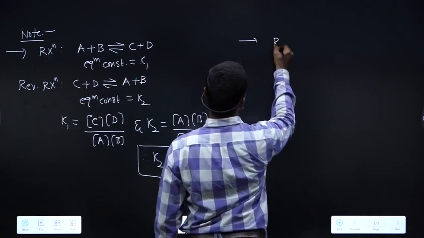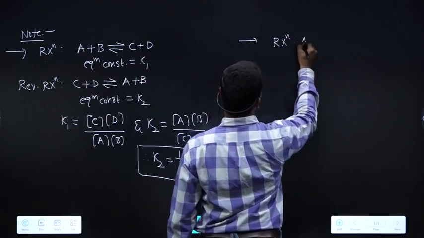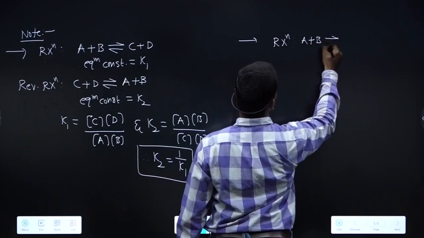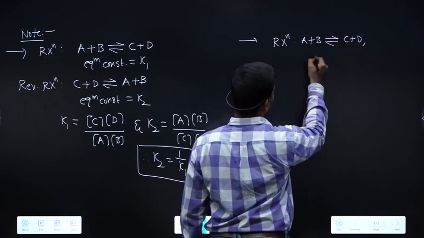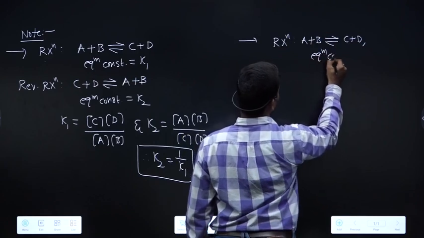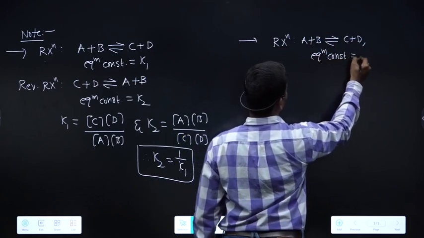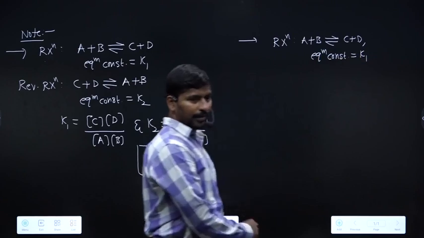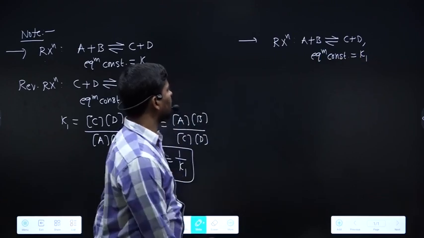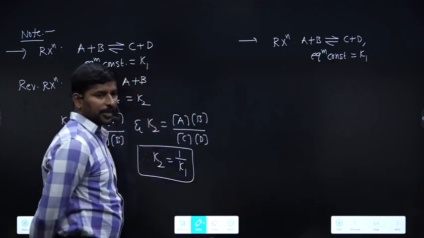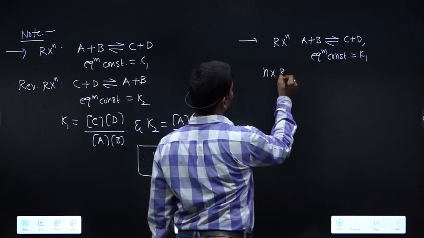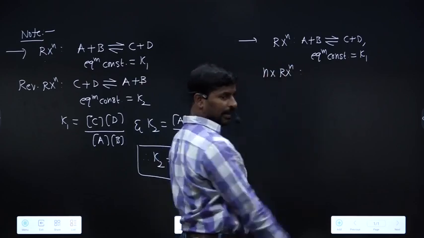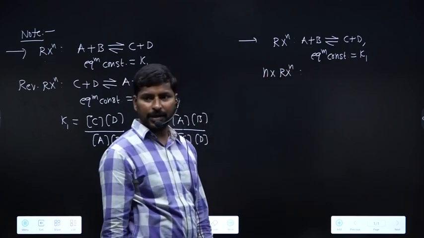For example, I am taking a reaction like this. A plus B is in equilibrium with C plus D. For this, I am taking the equilibrium constant as K1. Now I am multiplying the above equation by n.